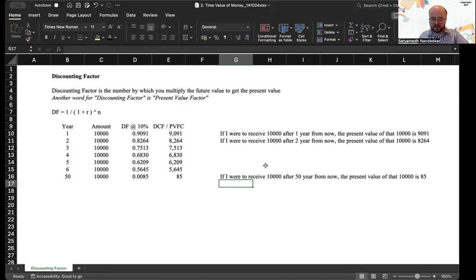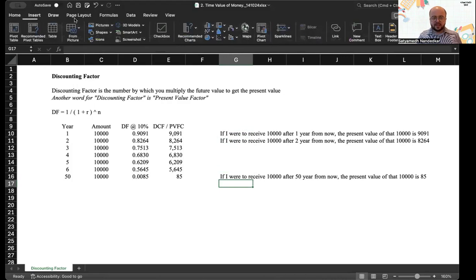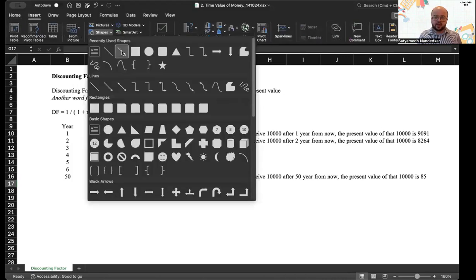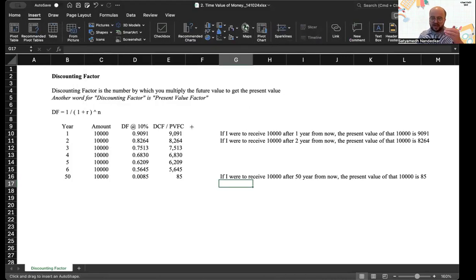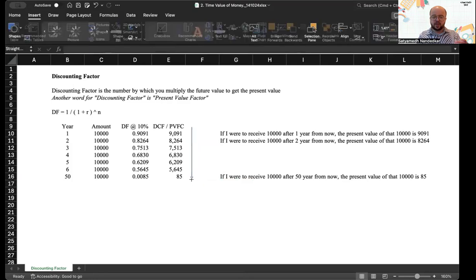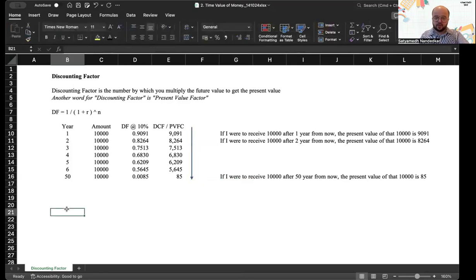Now, if you observe how the values are moving, you will very clearly see a trend. And what trend do you see? As you move ahead in time, as you move further away from the present date, your present value, your discounted cash flow value keeps on declining. The further you move away from the present date, the discounting factor keeps on reducing. So let's make that observation.